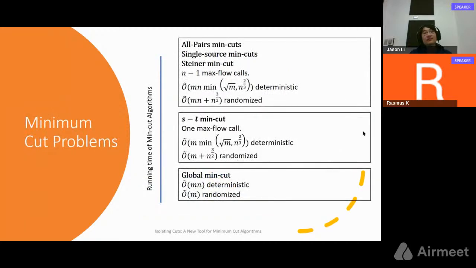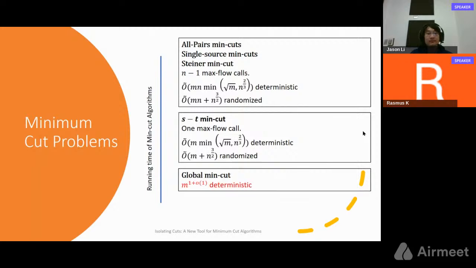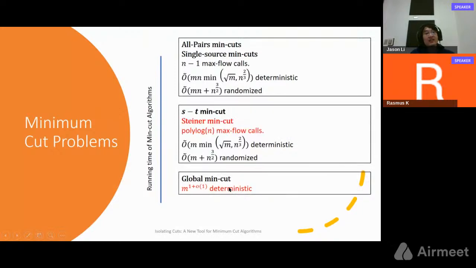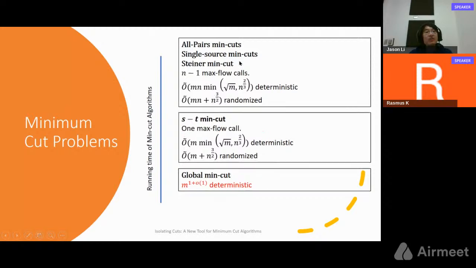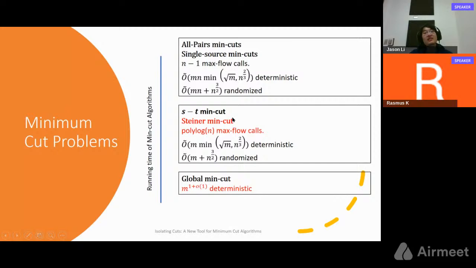Right. So now let's go back to this landscape and see what changes between these 3 tiers of problems with our new result. So before that, one consequence of the other result that I did not cover in this talk, which is the almost linear time global min cut algorithm, is that global min cut is now almost linear time deterministic. But what does change from the isolating cuts algorithm is that we've essentially moved Steiner min cut from the top to the bottom. In other words, st min cut and Steiner min cut are now essentially equivalent up to this polylog factor. So we've moved Steiner min cut from the first tier, the highest tier, to the middle tier. And we established an equivalence between these 2 problems.